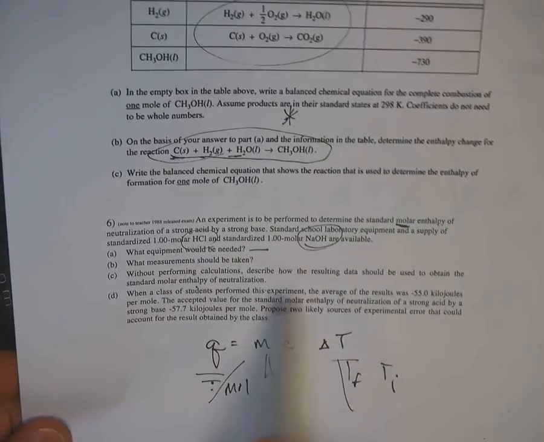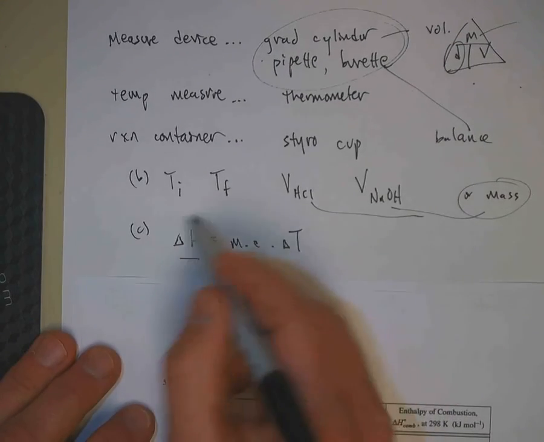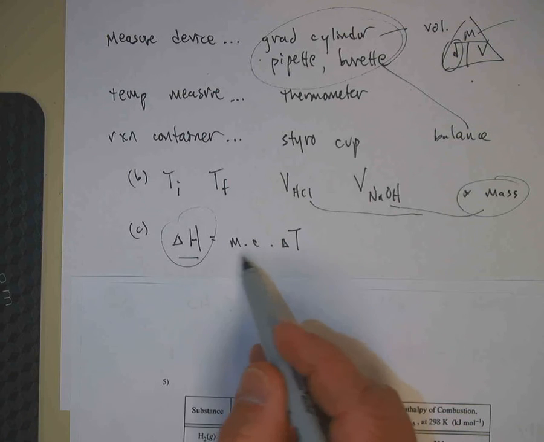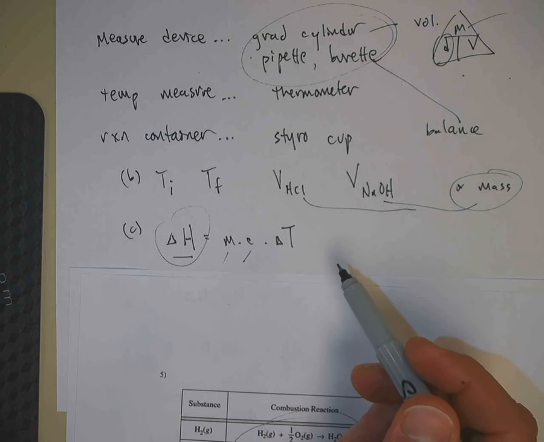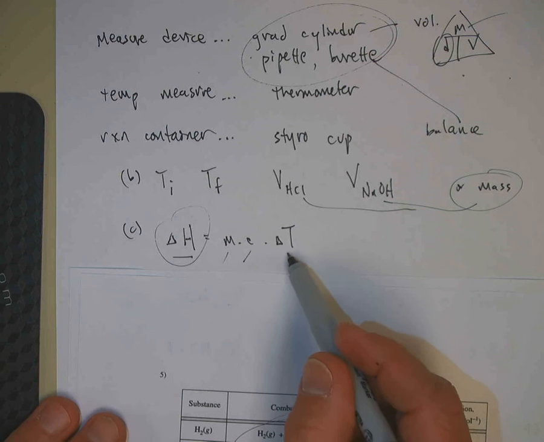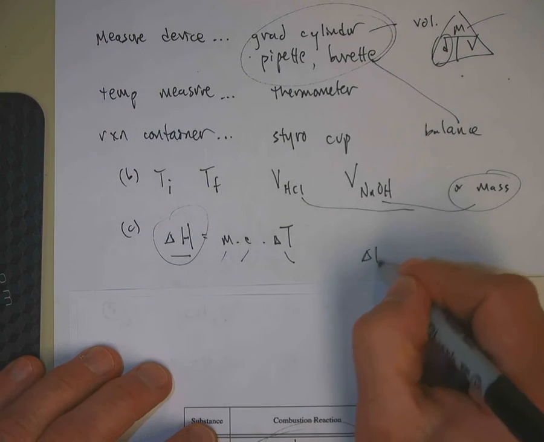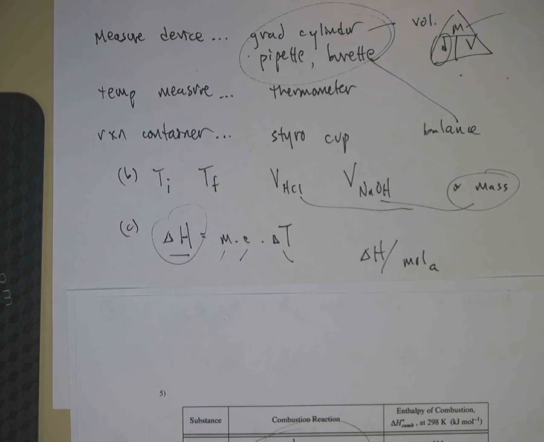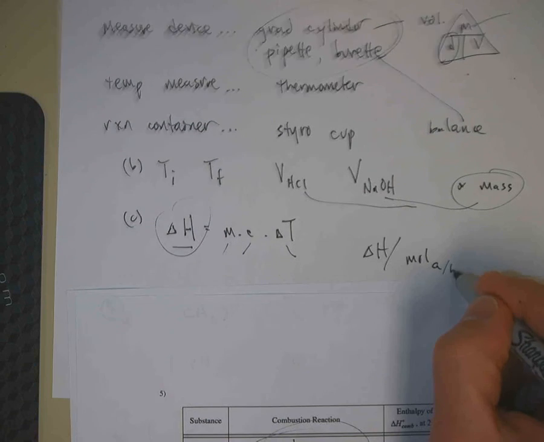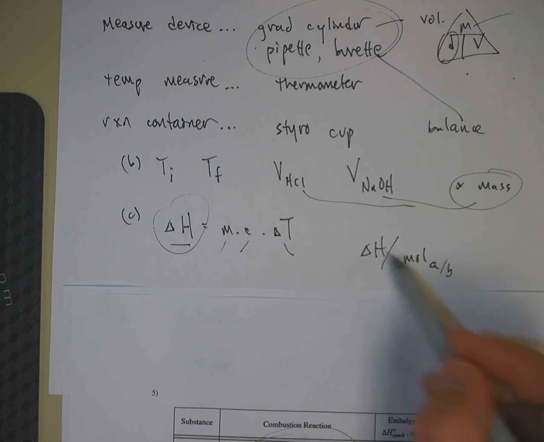Letter C, when performing the calculations, describe how the resulting data would be used to determine the standard molar enthalpy of neutralization. Well, I'd calculate H from MC delta T using the masses of the solutions, the specific heat. I'm assuming it's probably going to be equal to water because they're aqueous solutions, and my temperature final minus temperature initial. And then I'd take this delta H and I would divide it by the moles of my acid if I wanted the molar enthalpy of neutralization of the acid, or my moles of base if I wanted the enthalpy of neutralization of the base. So divide it by those two.